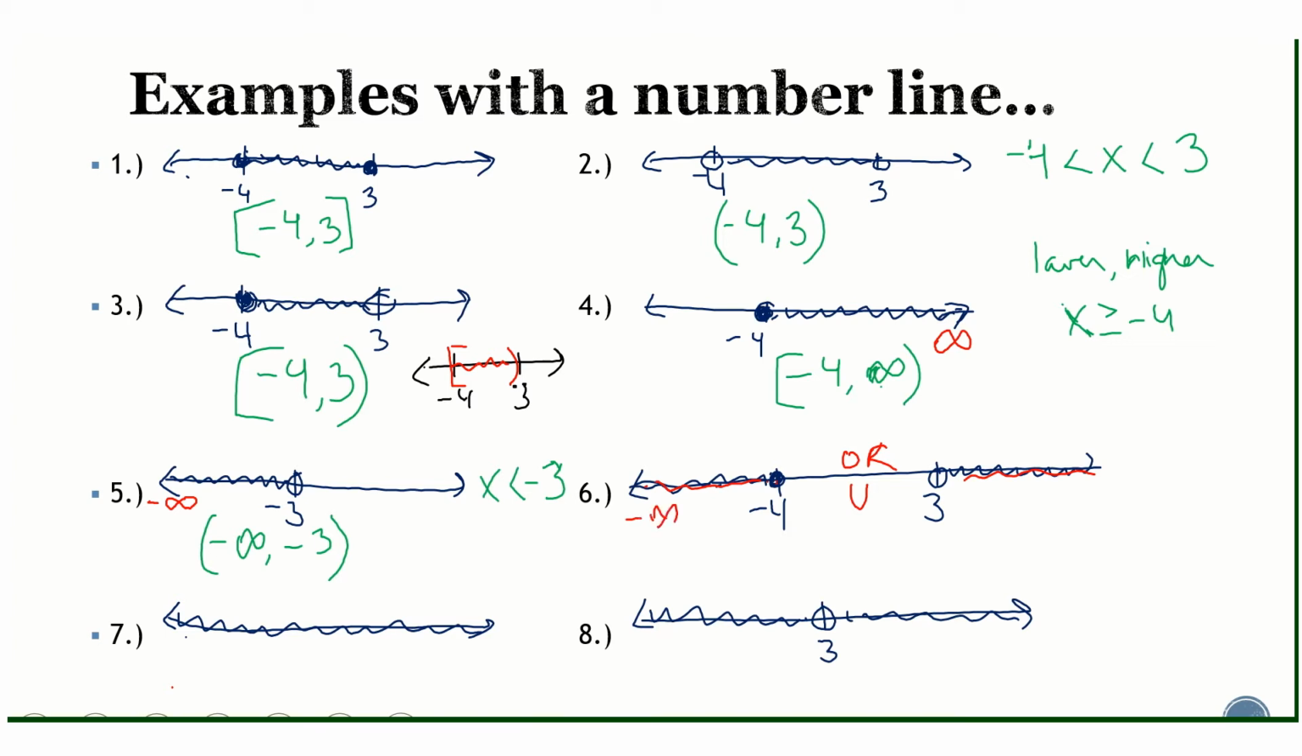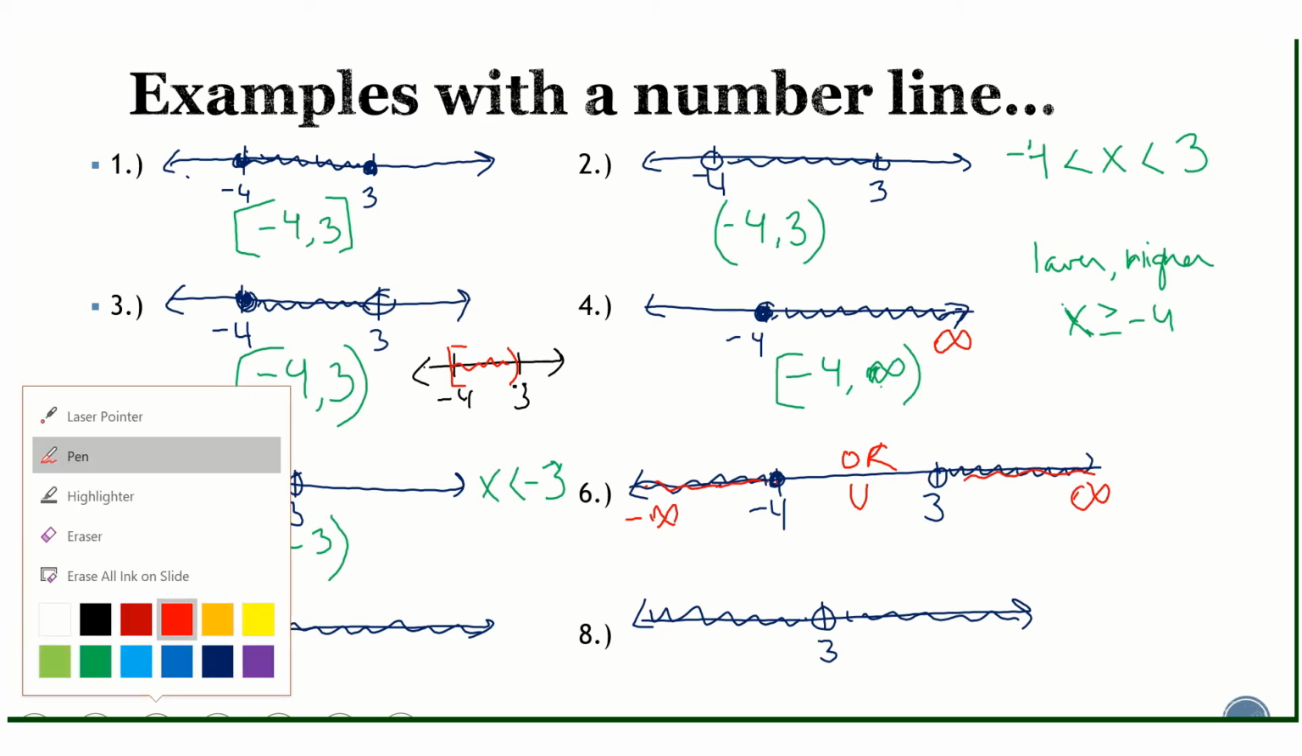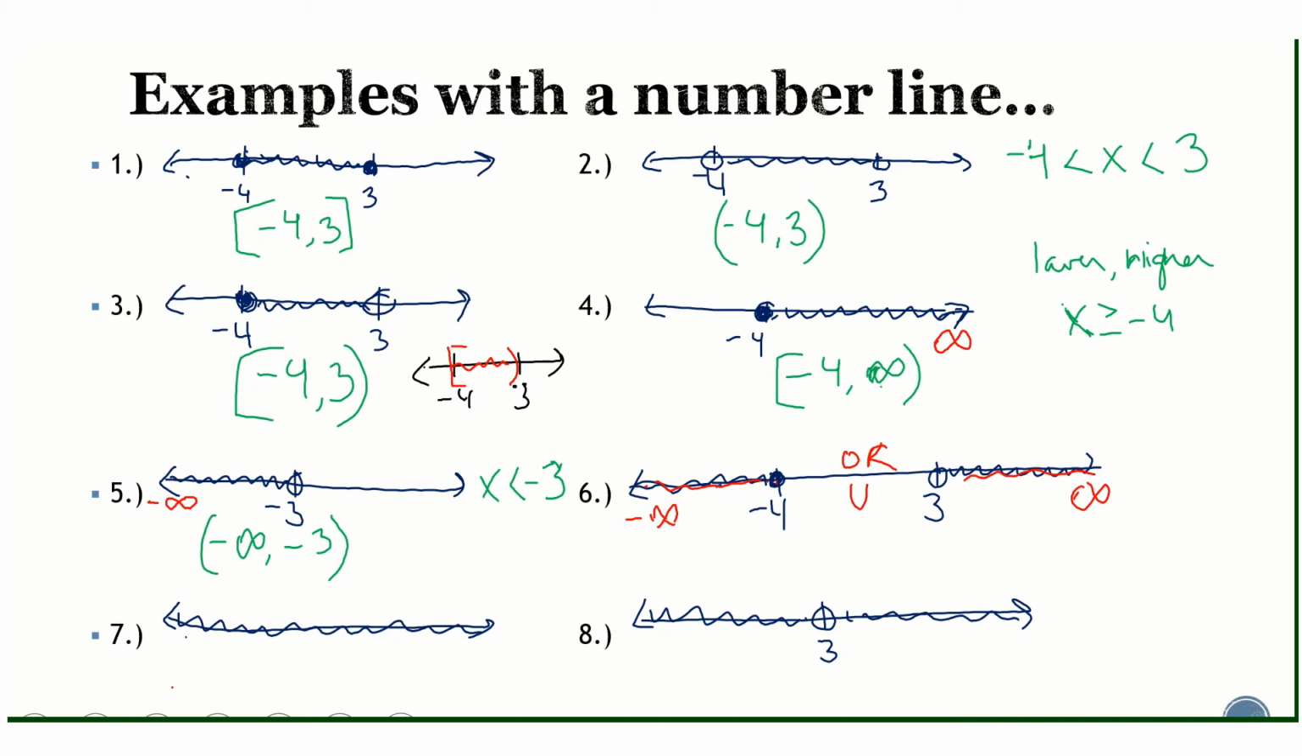So that end of the number line goes off to negative infinity. This end of the number line goes off to positive infinity. And so you actually have two intervals. You'll have negative infinity, comma, negative 4. And then the other one, which will be 3 to infinity. The negative infinity will have a parenthesis. The negative 4, because it's included, will have a bracket. The 3, because it is not included, will have a parenthesis. And the infinity always has a parenthesis. And then you would put the union between them.